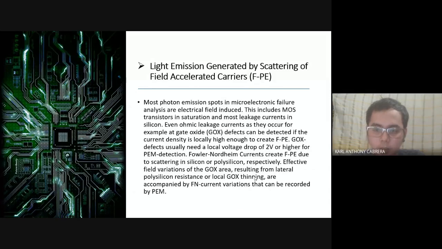Fowler-Nordheim currents create FPE due to scattering in silicon or polysilicon, respectively. Effective field variations of the GOX area resulting from lateral polysilicon resistance or local GOX thinning are accompanied by FN current variations that can be recorded by PEM. Next.